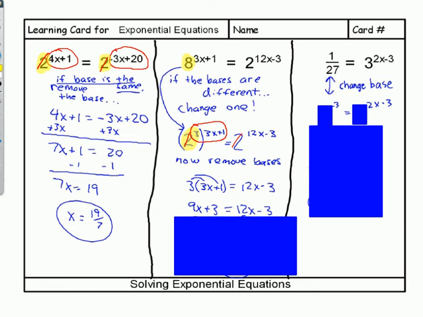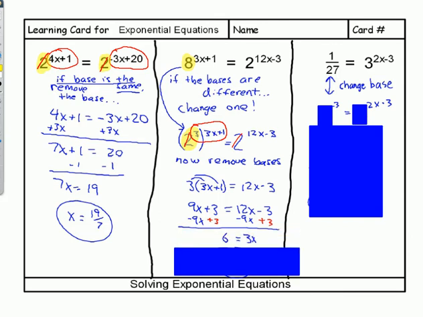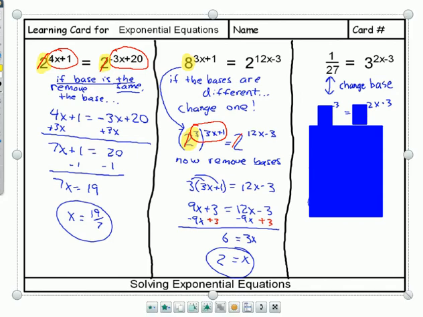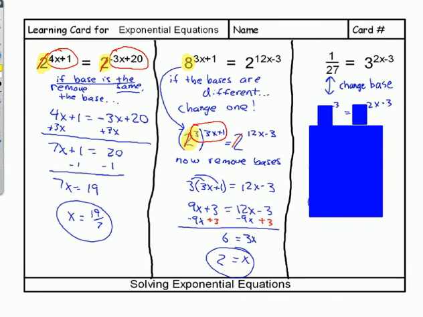Now I got a basic equation to solve. I subtracted 9x from both sides, and at the same time I added 3 to both sides, so I've got 6 equals 3x, divided by 3, and I've got x equals 2, so that's a true statement. This one over here was basic. This one got a little bit harder. I had to replace that 8.